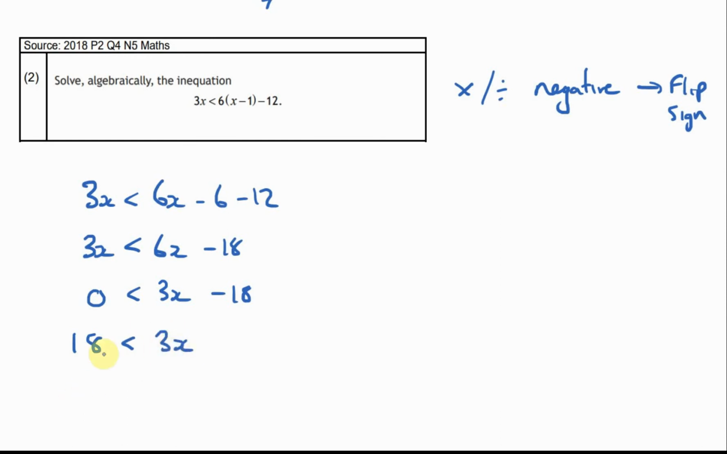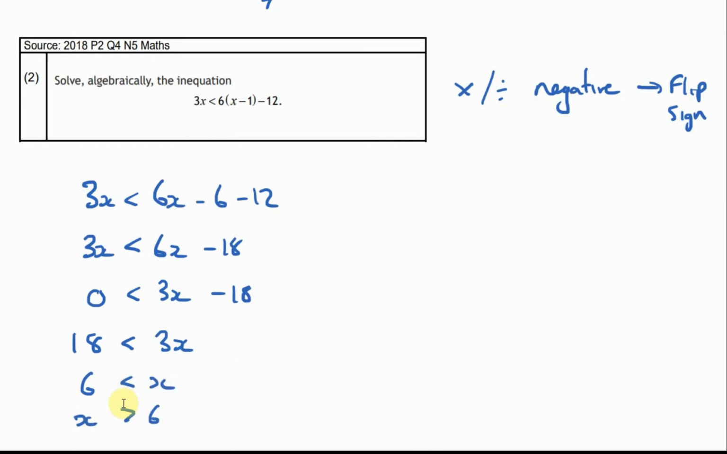How do I get rid of that 3? Divide both sides by 3. So that's going to be 6 less than x. Now the only other rule is it's good form to have the x on the left. So if I flip the equation round, I need to flip the sign. If 6 is less than x, then x is greater than 6.